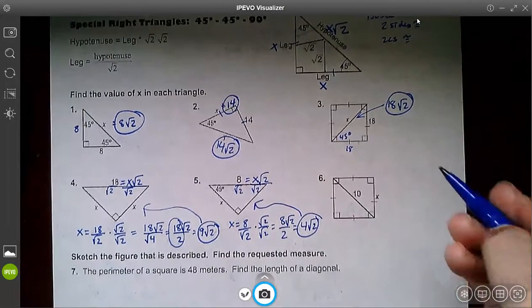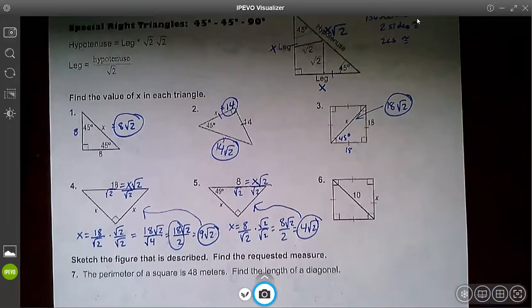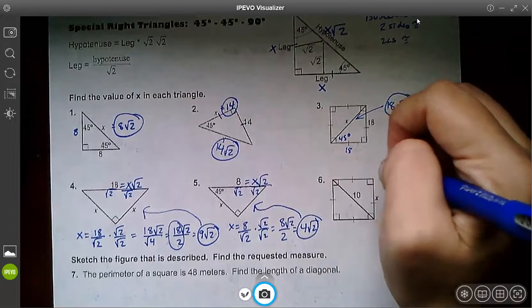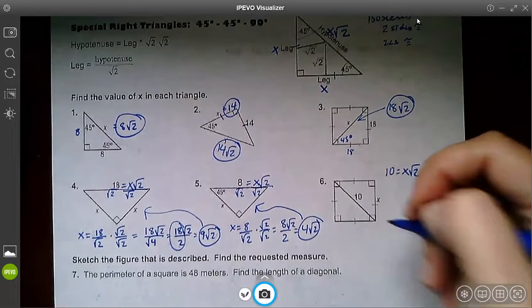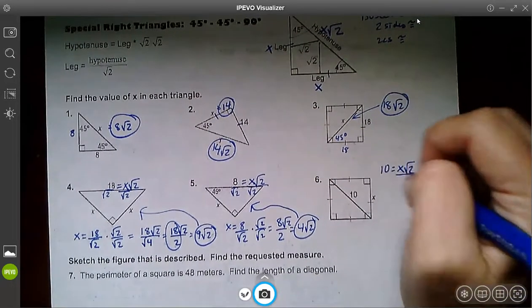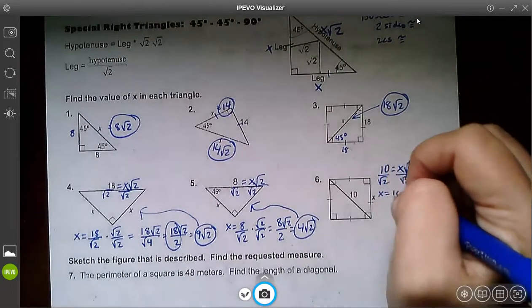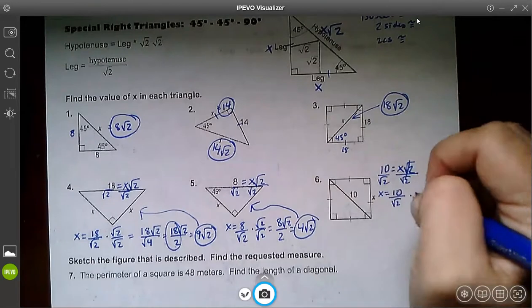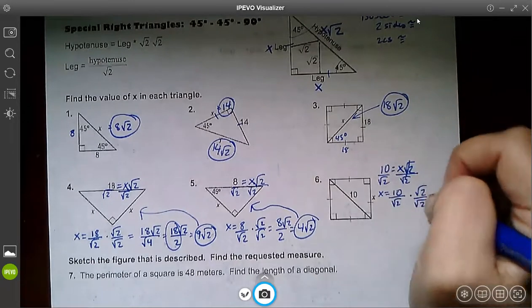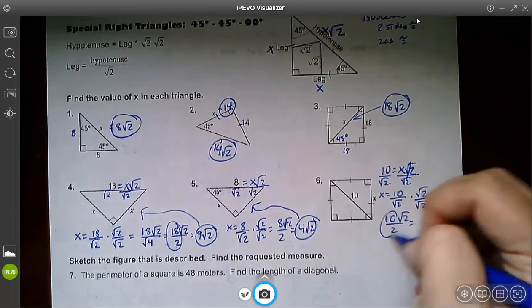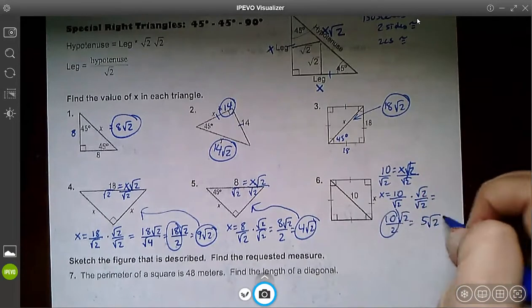Number 6 is the same as number 3, except for this time I'm given the diagonal. So 10 is going to equal x root 2, or our side length times the square root of 2. Divide both sides by the square root of 2. X equals 10 over root 2. Rationalize. You have 10 root 2 over 2. 10 divided by 2 is 5 root 2.